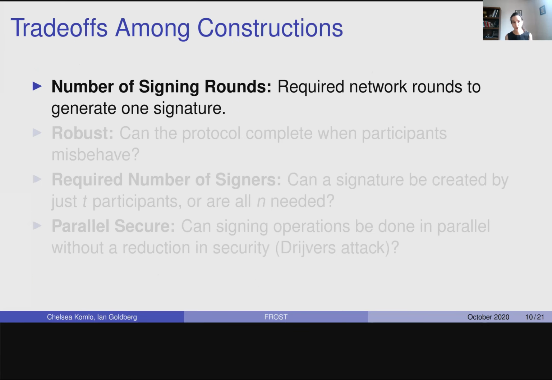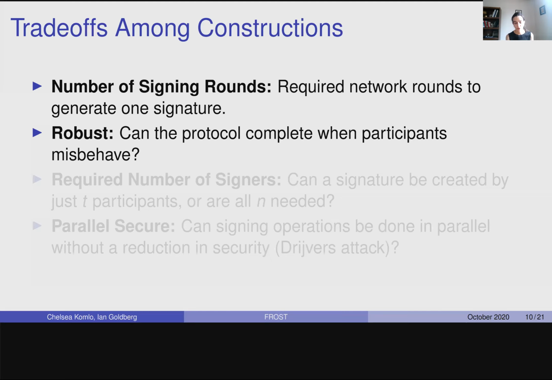This is true for any distributed protocol that requires agreement upon state: there are trade-offs among the constructions. Some trade-offs among threshold signature constructions are the number of signing rounds, which I alluded to earlier. That's the number of network rounds required to generate one signature.